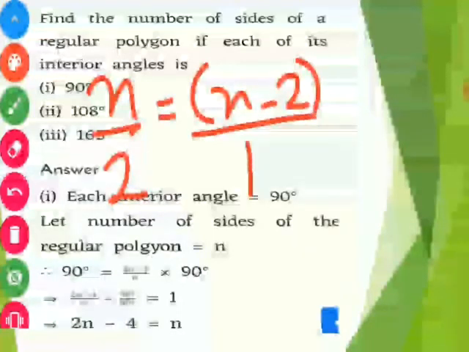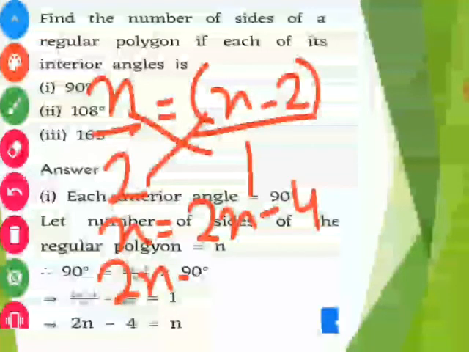Now let's do the cross multiplication. So n is equal to 2n minus 4 here. So we will do the cross multiplication here. So 2n, when this 2 is multiplied with n minus 2, you will get 2n minus 4. Now let's transpose them. So 2n minus n, and this 4 you send this side here. So you will get 4 here. Therefore the value of n is 4. So the number of sides will be how much? 4. So this way we have calculated.